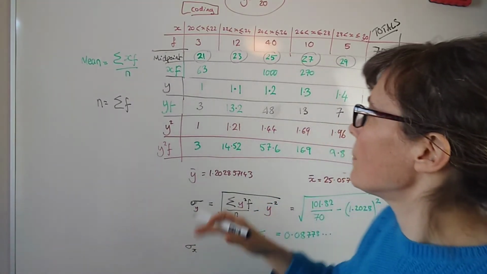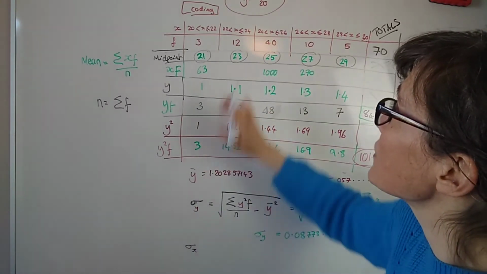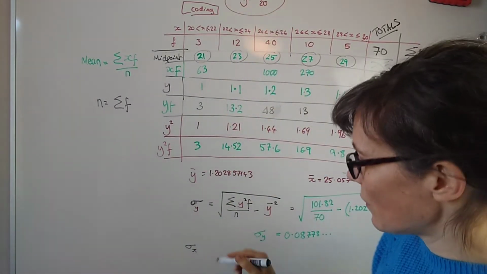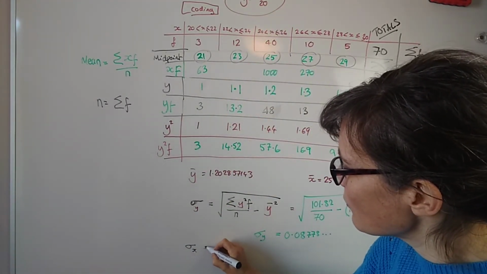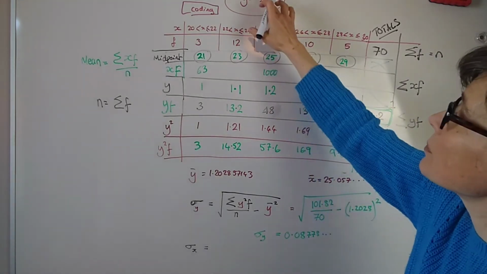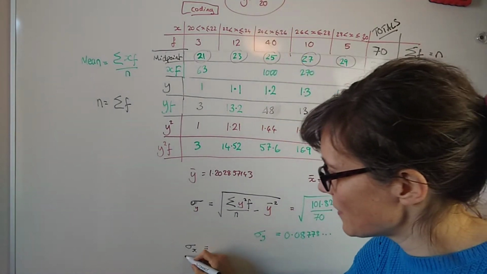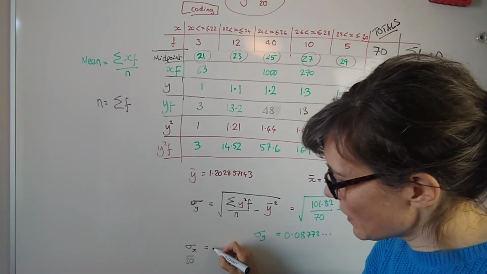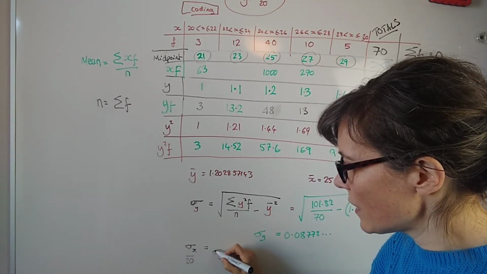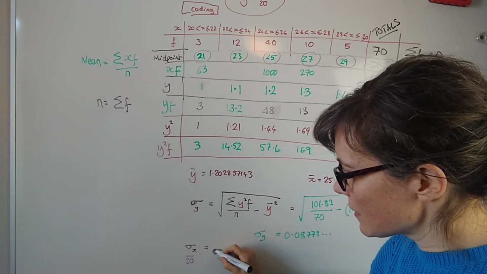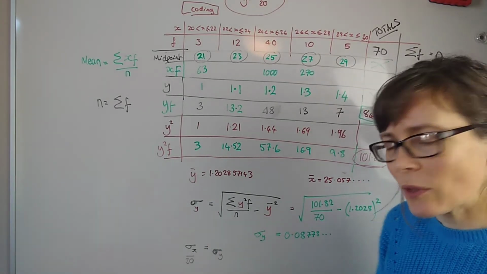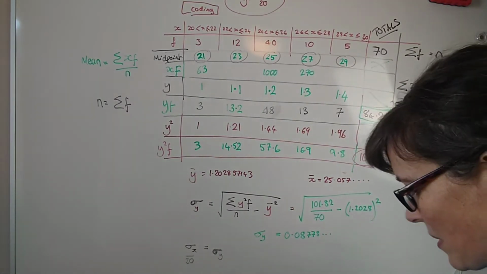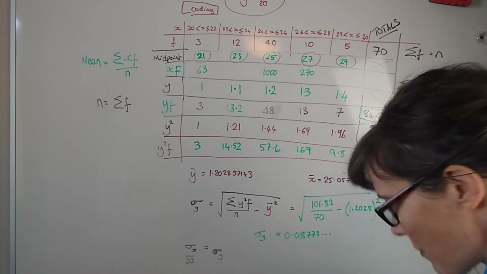So all we need to do is use this scale factor that we've got there and say that, well, x would be divided by 20 to give us sigma y. So we're expecting sigma x to be 20 times bigger. So that pen doesn't work very well, does it?